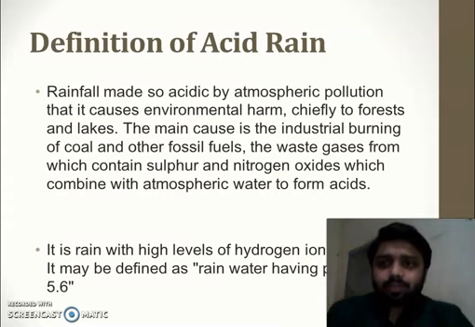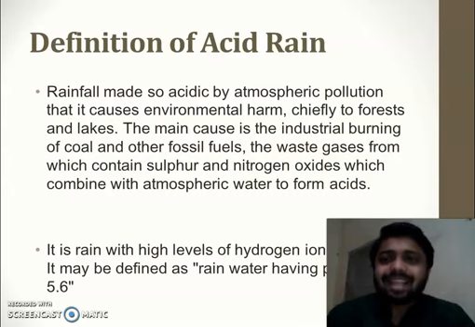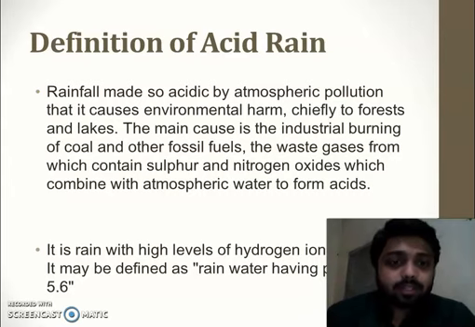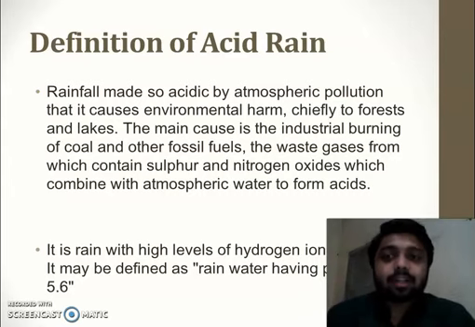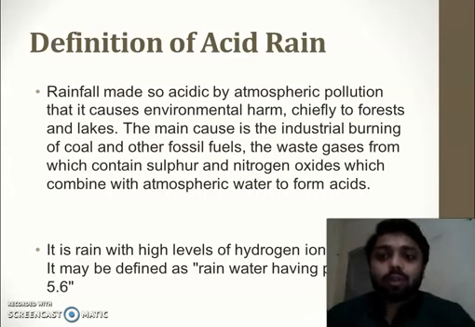Like our first objective, we are going to conclude what the definition of acid rain is. What exactly is acid rain? Here you can see: rainfall made so acidic by atmospheric pollution that it causes environmental harm, clarified to forests and lakes. Rainfall is important for our nature, but in the case of acid rain, the rainfall becomes dangerous or harmful for your environment.